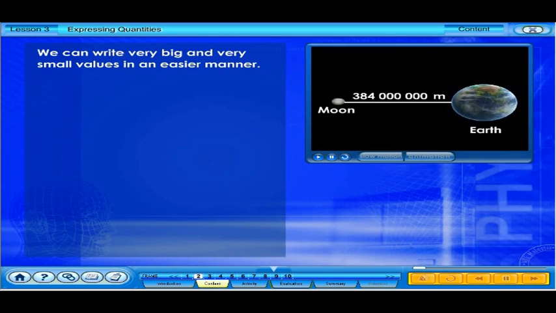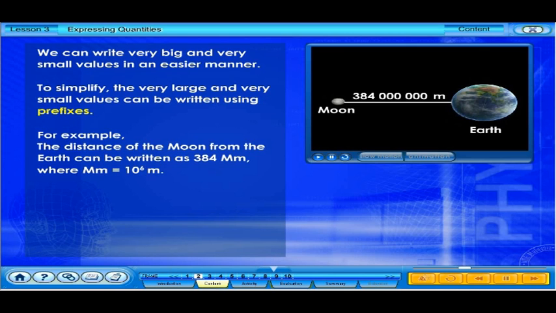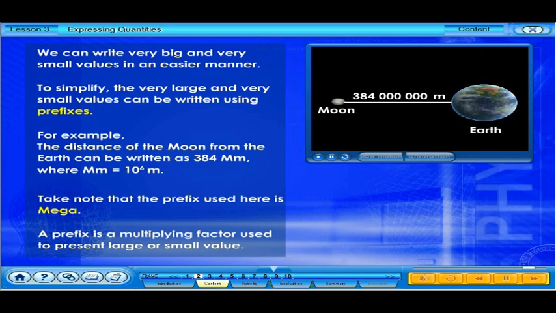We can write very big and very small values in an easier manner. To simplify, the very large and very small values can be written using prefixes. For example, the distance of the moon from the Earth can be written as 384 megameters, where megameter equals 10 to the power of 6 meters. Take note that the prefix used here is mega. A prefix is a multiplying factor used to present large or small values.